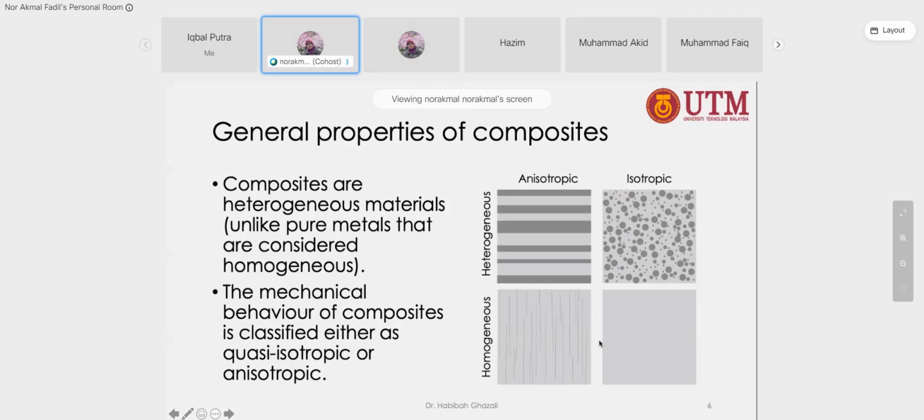Pure metal is isotropic. So homogeneous isotropic, and heterogeneous isotropic is layered like this. Homogeneous anisotropic materials is a discontinuous reinforced material, and isotropic heterogeneous is a reinforced material separated inside the matrix materials. So composite is an anisotropic or quasi-isotropic material, like this quasi-isotropic one, or anisotropic materials.